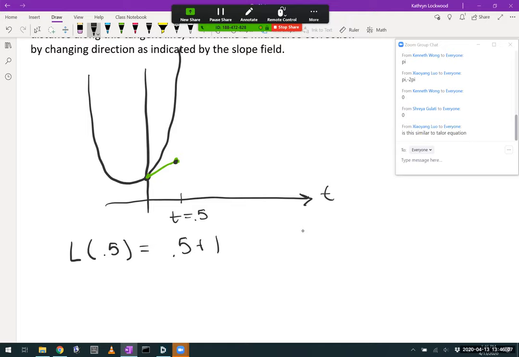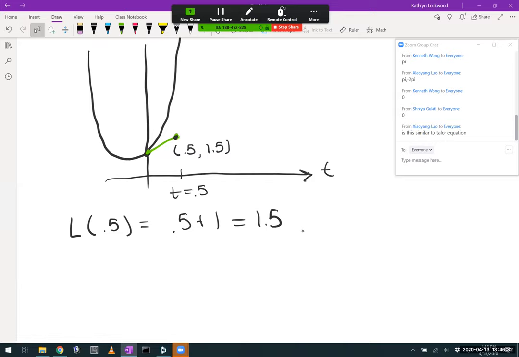L of t was t plus 1, or 1.5. All right, so the endpoint here is 0.5, 1.5. And now what we'll do is plug it into the differential equation at that point and start a new line with the slope we get there. So let's plug into dy by dt when t is 0.5 and y is 1.5.